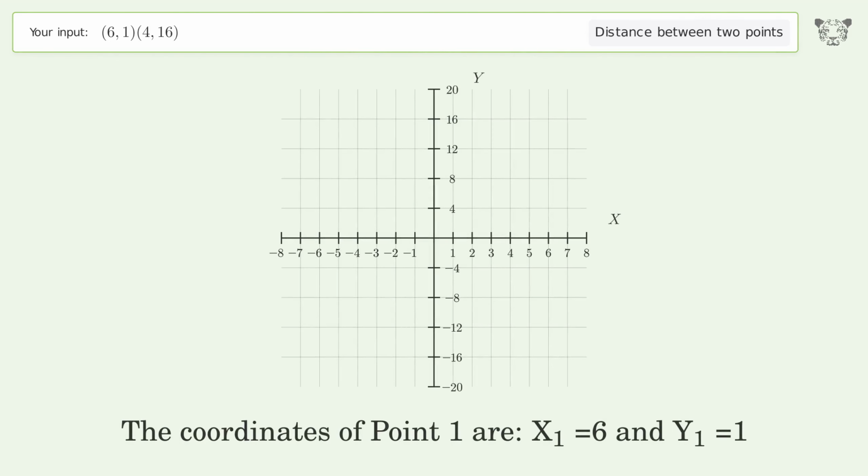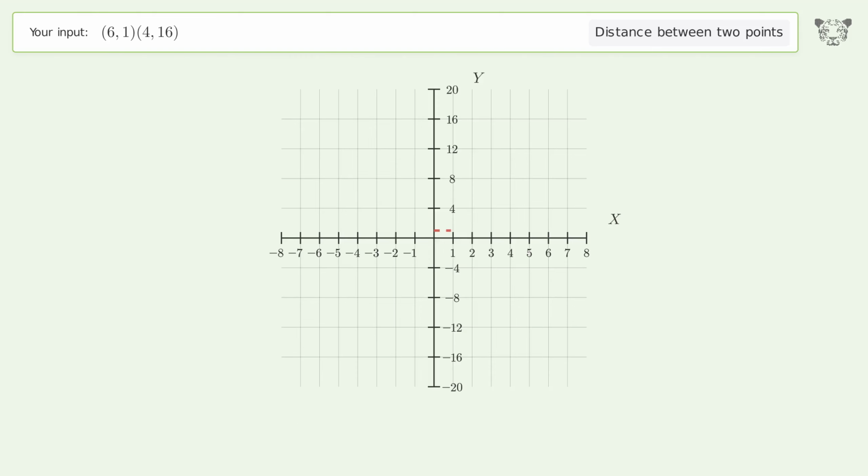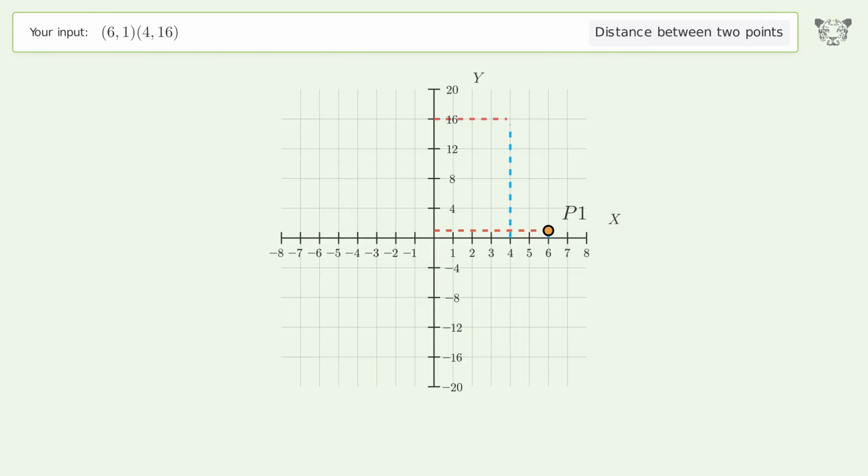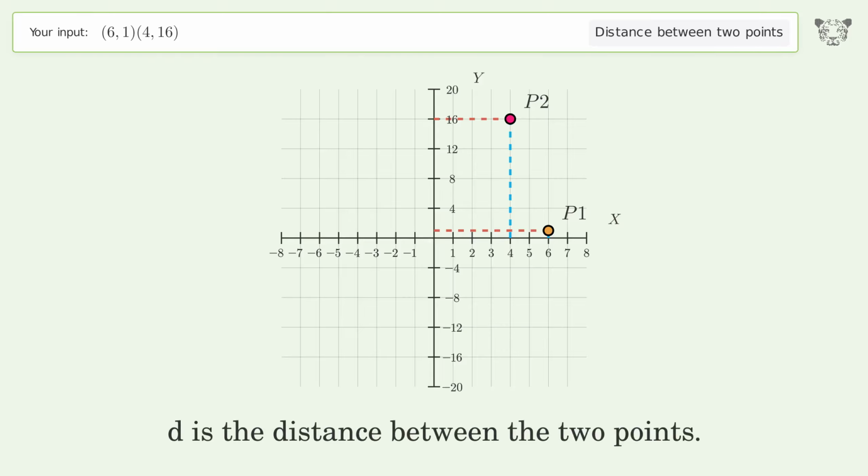The coordinates of point 1 are x1 equals 6 and y1 equals 1. The coordinates of point 2 are x2 equals 4 and y2 equals 16. D is the distance between the 2 points.